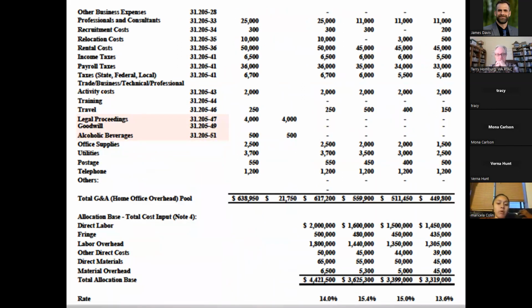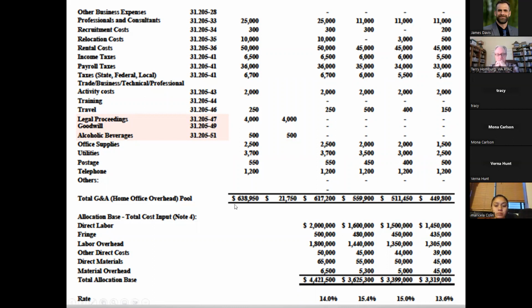Again, here are continuing rental costs, relocation costs, legal proceedings, alcoholic beverages. You can see that those are not allowed. You would have to subtract those out. At the end of the day, you're going to total these out. These numbers, the $638,000, should match what's on your IRS statement. And I always had the philosophy that if you're going to lie to the IRS, I'm okay with you lying to me. So I used that as a double check.